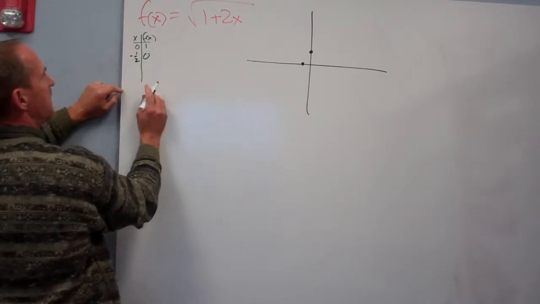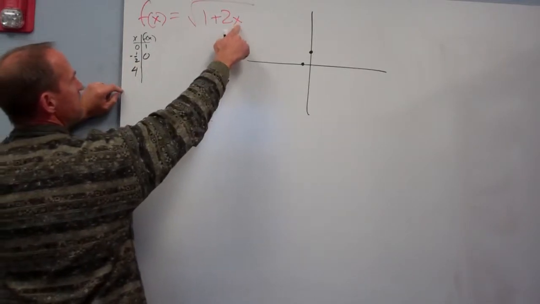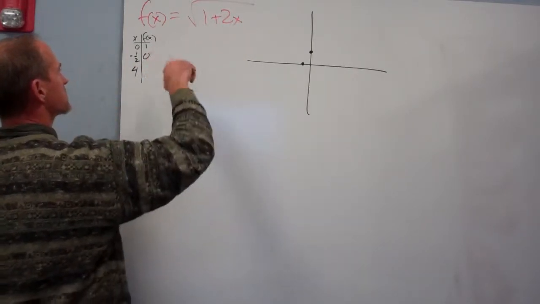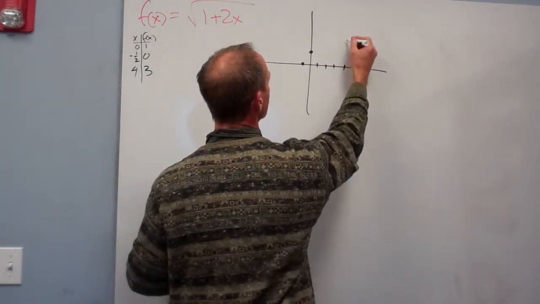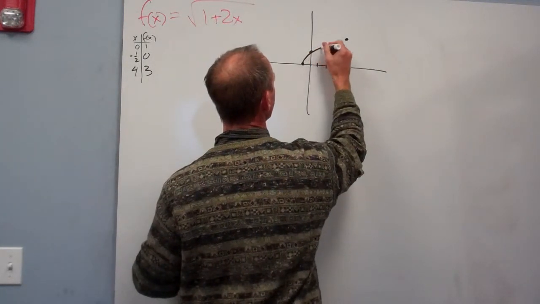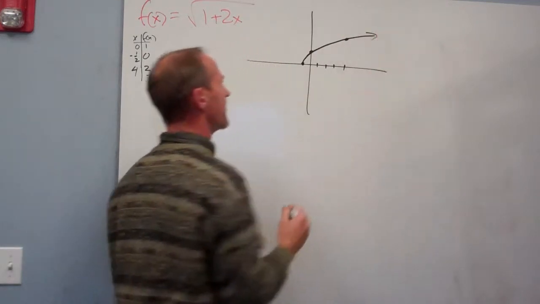Let me plug in 4. Why 4? Well, 2 times 4 is 8, plus 1 is 9. Square root of 9 gives us a nice round 3. So 1, 2, 3, 4, and up 3. Okay, so there's my graph. We're going like that.